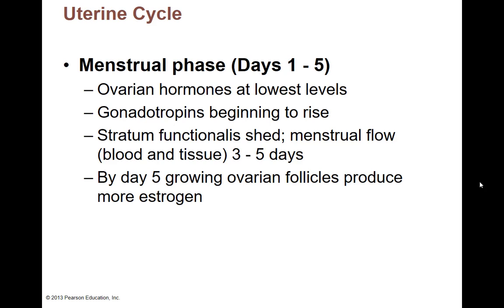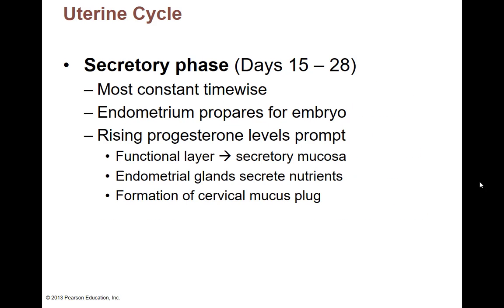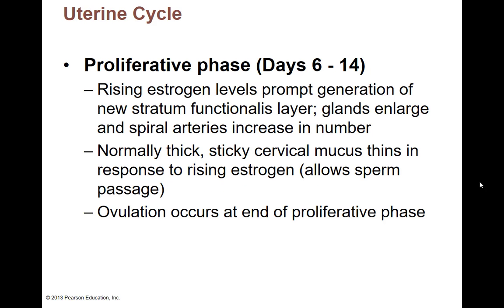You're starting to get the rising levels because you've got your mature follicles. They're almost, not quite, mature yet, but you've got your secondary oocyte. We're starting to get all the levels going up in the ovaries. Now you're going to start building that whole layer up at the end of day 5, the proliferative phase, around days 6 to 14.